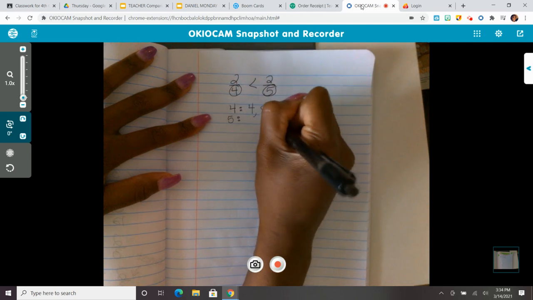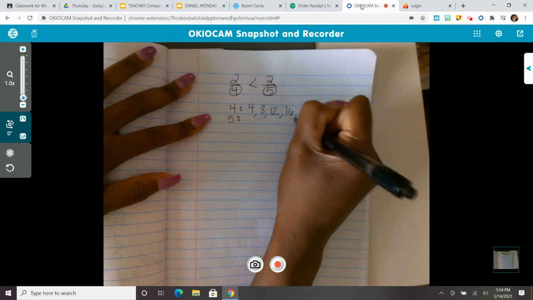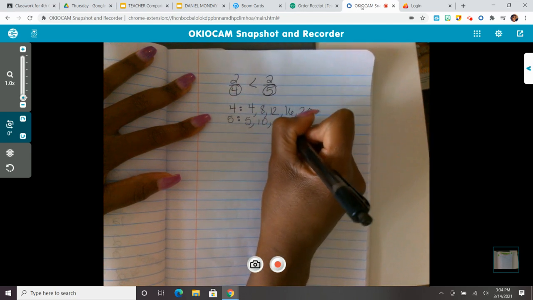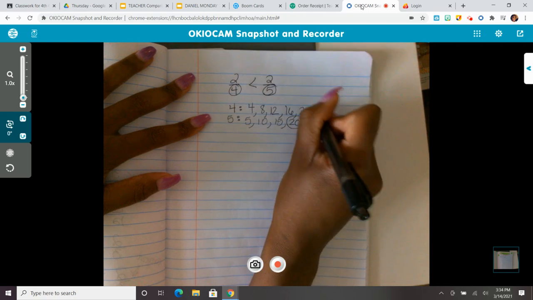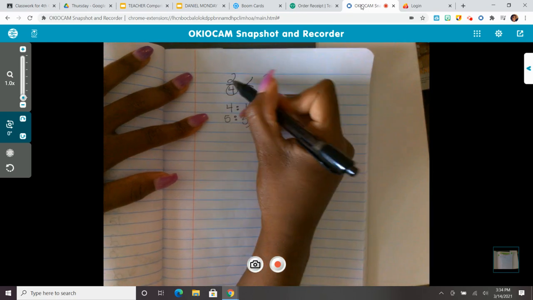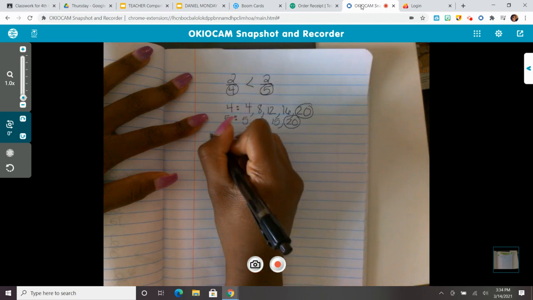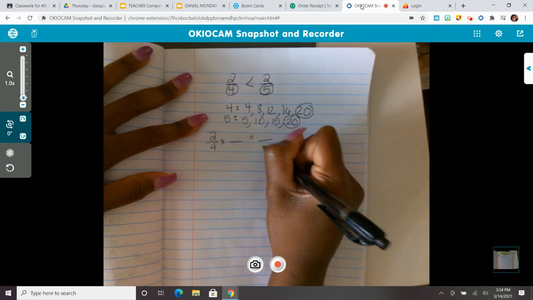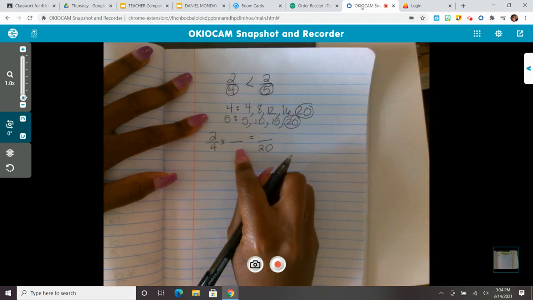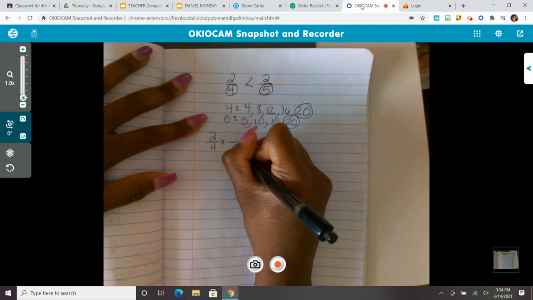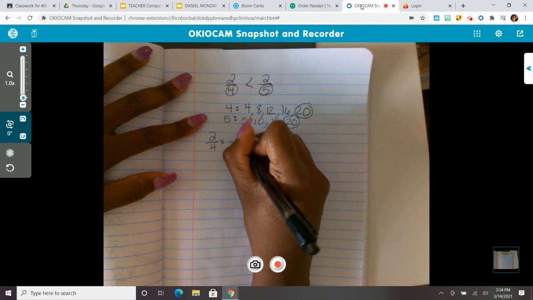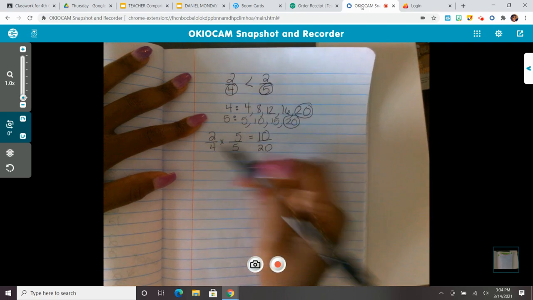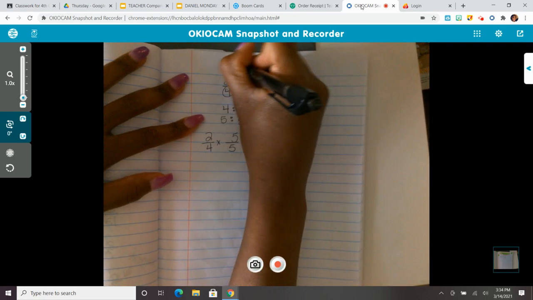4, 8, 12, 16, 20. I'm going to stop right there. 5, 10, 15, 20. I know they share 20. So I'm going to see how many 20ths is equal to 2/4. So that means I'm going to take 2/4 and multiply it by a number to get blank 20ths. 4 times what gives me 20? 4 times 5. Multiply by 5 on the bottom, multiply by 5 on top. So 2 times 5 is 10. So I know that 2/4 is equivalent to 10 20ths.